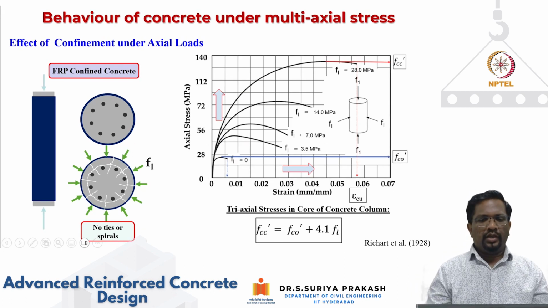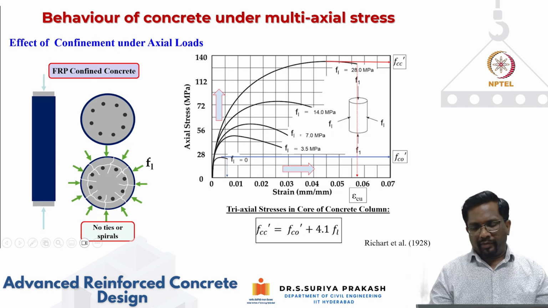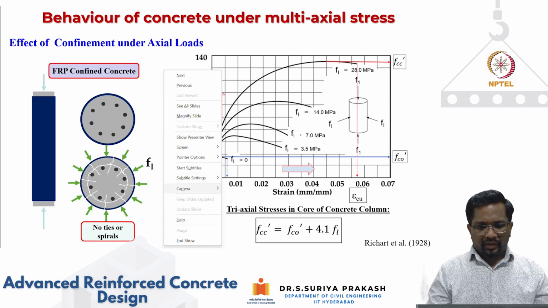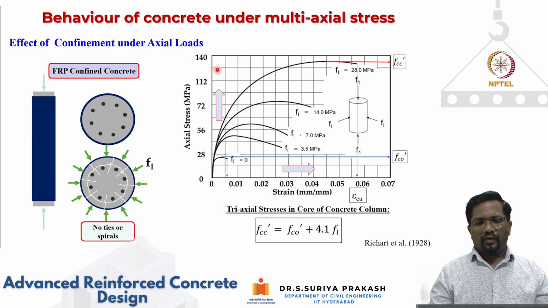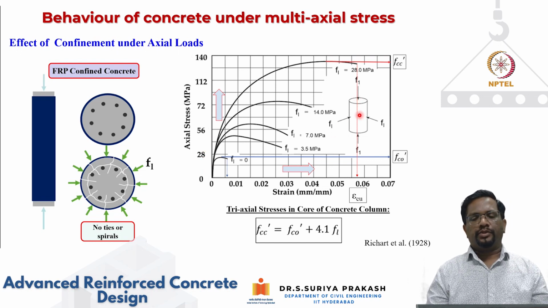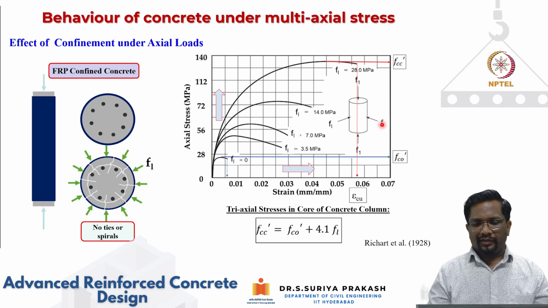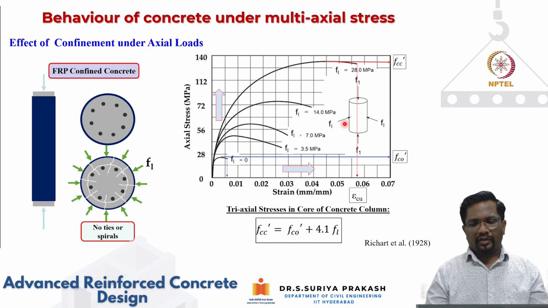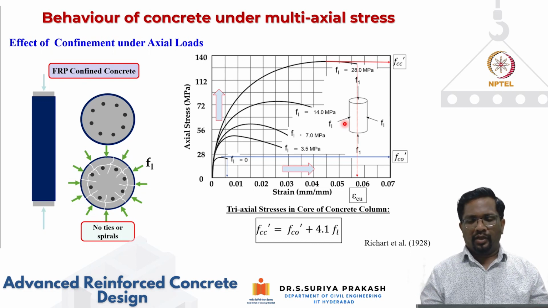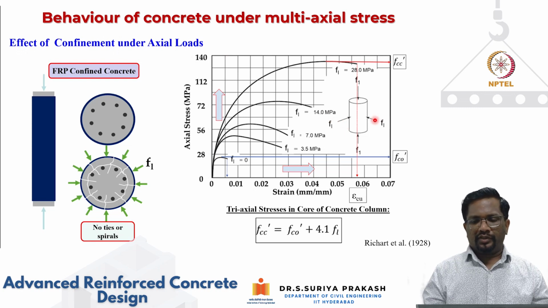Now we will discuss what is the effect of confinement under axial loads. Okay, so if you see here, we have plotted test results of cylinders which are subjected to different lateral confining stress. So you keep a cylinder and subject it to different lateral confining stress. Or you can put it in a watertight container and increase the water pressure, through which we can generate this lateral confining stress.